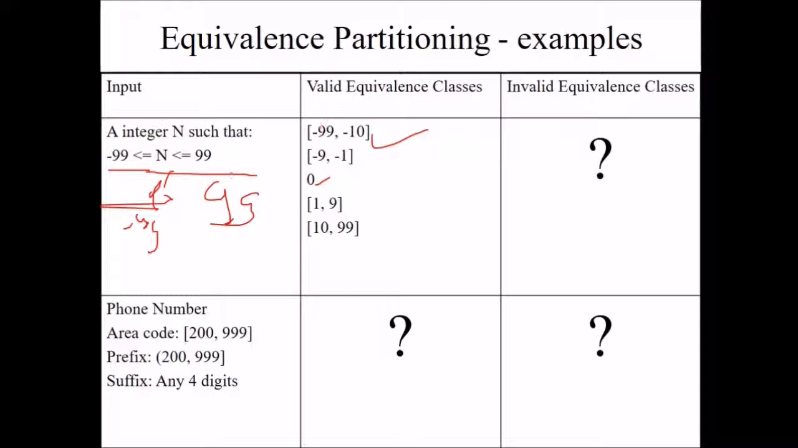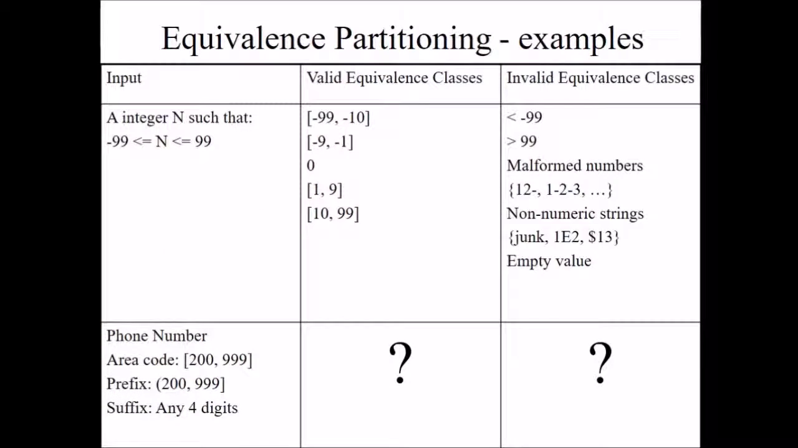So we have covered most of them. From -10 to -19, then 10 to 99, then -1 to -9, 1 to 9, and then 0. All these values and all these combinations come under valid equivalence classes.